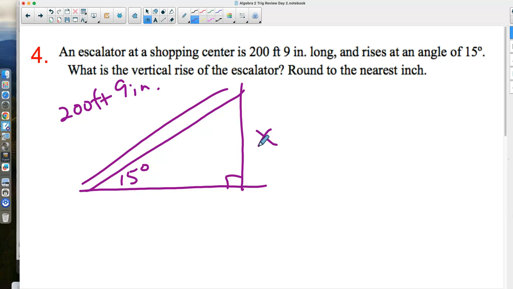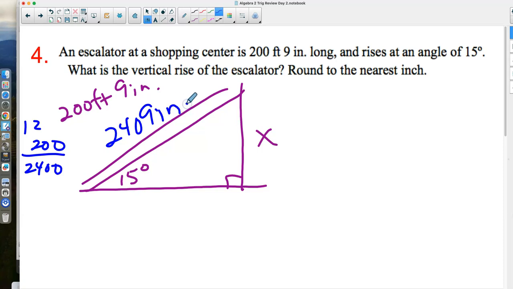There it is. What to do with that 200 feet, 9 inches. So how are we going to change 200 feet into inches? 2,400, but we won't forget to add 9. Now we've got the stuff on there for SOHCAHTOA. Pretty obviously, we're going to circle this one. Right here, there's our 15 degrees. So what do we label the X? Opposite. What do we label 2,409?